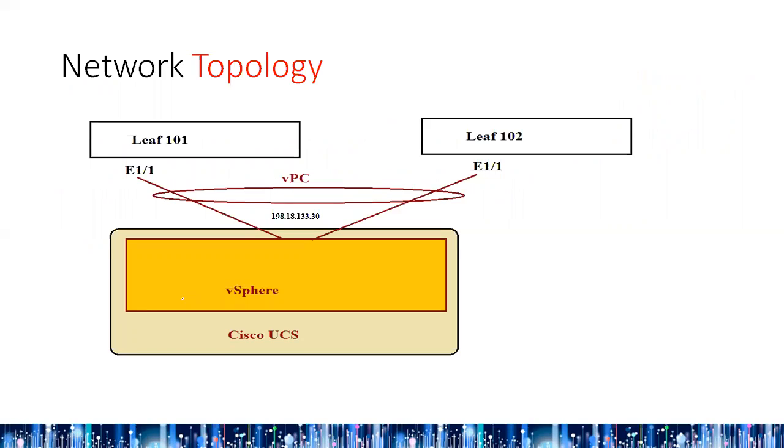In this session, we're going to have a very simple topology, leaf 101 and 102, which is connected to the vSphere, which is hosted on a Cisco UCS server in our lab. The IP address of vSphere is 198.168.133.30. We need this IP address when we do the configuration, so this IP is pretty important.